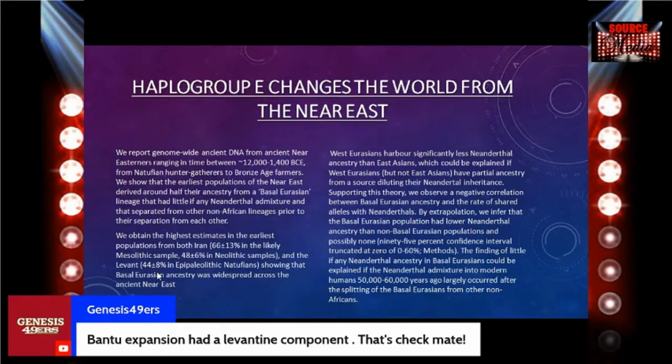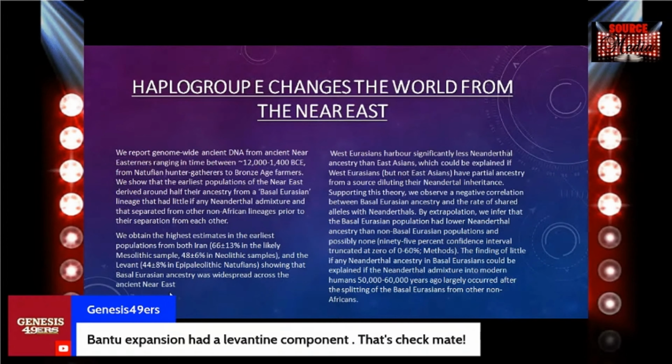So we know that the Mesolithic sample, or one of them, is E1B1A, and the Levant Epipaleolithic Natufians show that basal Eurasian ancestry was widespread across the Near East. And what do we also find amongst the Natufians? We don't just find E1B1A, we find EP2, which again, I'm positing is that basal ancestry, and it is also basal Eurasian, which they are constantly trying to separate us from the Near East by postulating some basal West African lineage, which we can't find anywhere in West Africa.